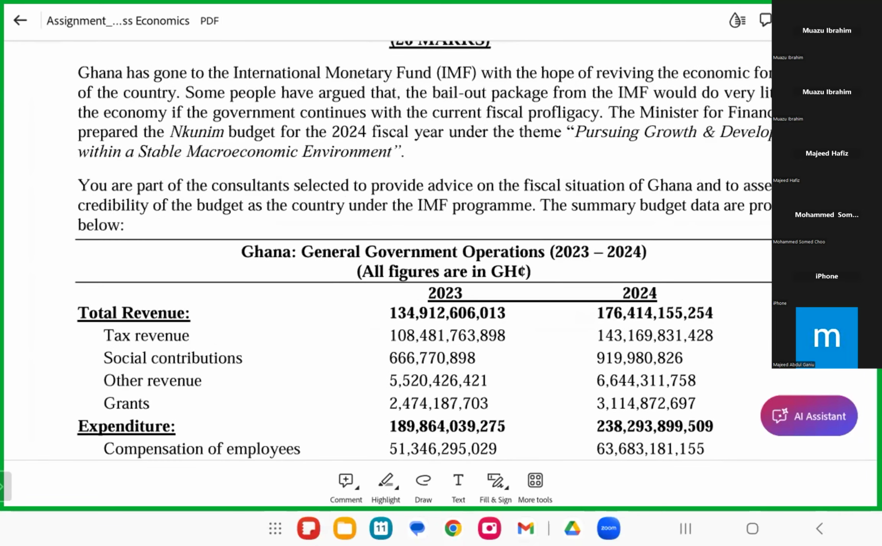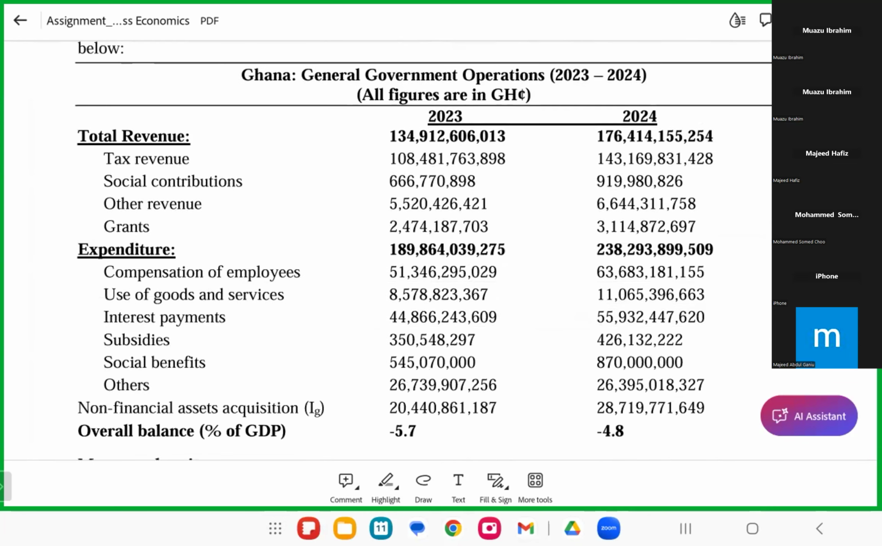So you are part of the consultants selected to advise on the fiscal situation of Ghana and to assess the credibility of the budget, or to assess the fiscal credibility of the budget, as the country is under the IMF program. Okay. The summary budget data are provided below. So I took this data from the budget.